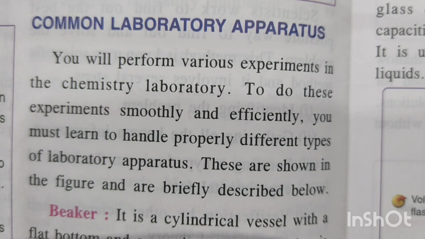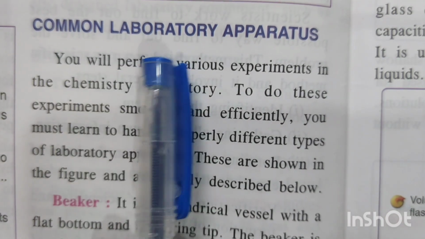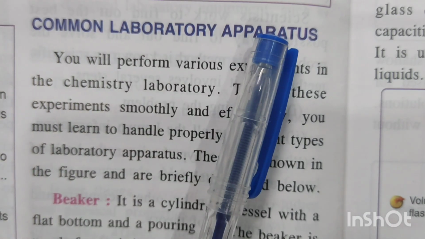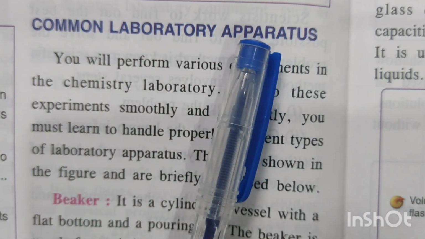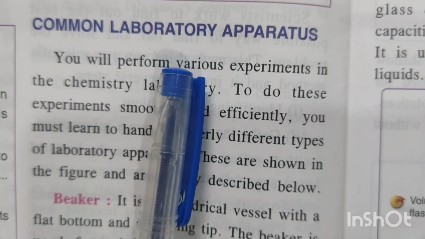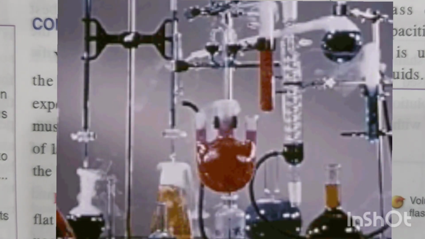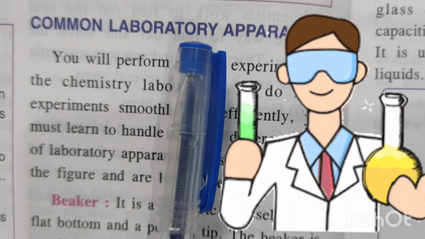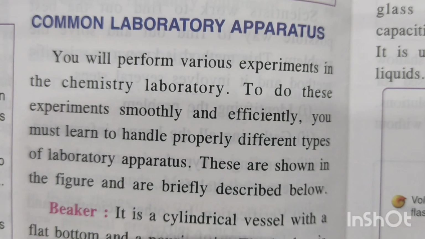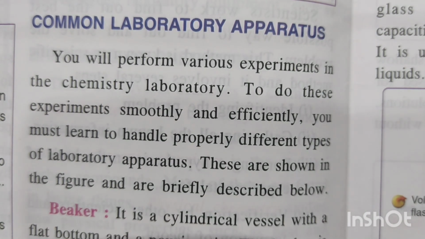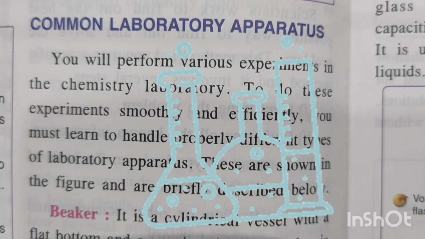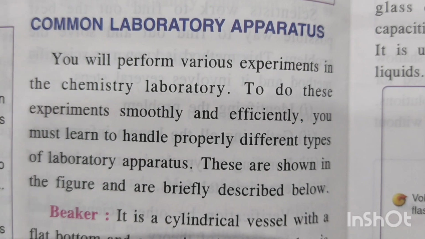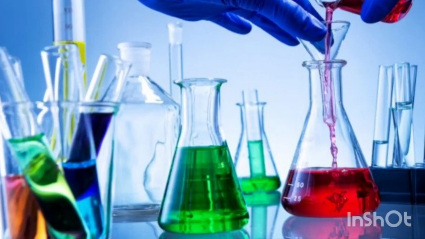Let us begin today's video, children, with common laboratory apparatus. Now, what are these laboratory apparatus? Children, in chemistry, when we want to do certain experiments, there is a special place which is known as laboratory where we go, and over there we get a lot of things that are required for doing any kind of experiment. Like we get a lot of apparatus. Apparatus are the instruments, the things that are required for doing the experiments in a chemistry laboratory.